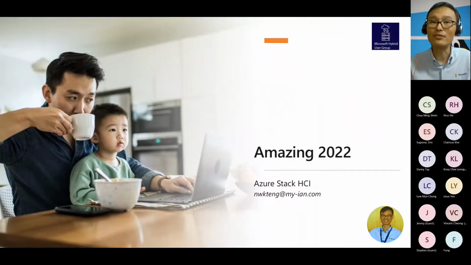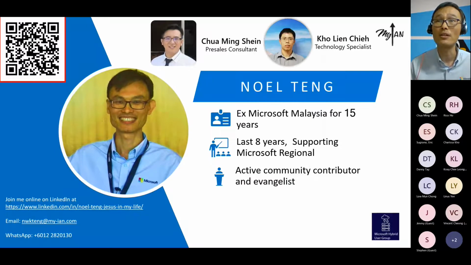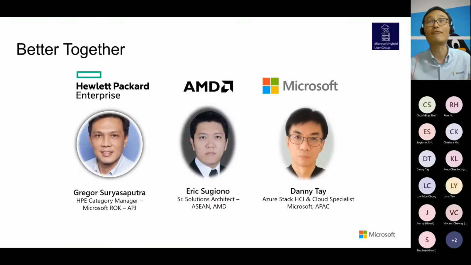So that takes us to this particular session, which we are calling Amazing 2022. Why? Because we have those three very special solutions that we want to talk about. So we have Chua, we have Ko, and of course, we have our very special speakers. We have Gregor, we have Eric and Danny. So feel free to ask questions, be interactive if possible, because we want everyone to get the most out of this. So let's start with Gregor. Gregor sadly is unable to join us in person, so he has specially recorded this session for us.